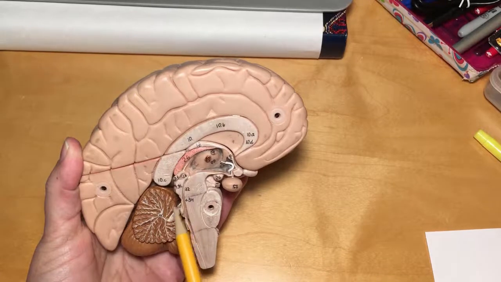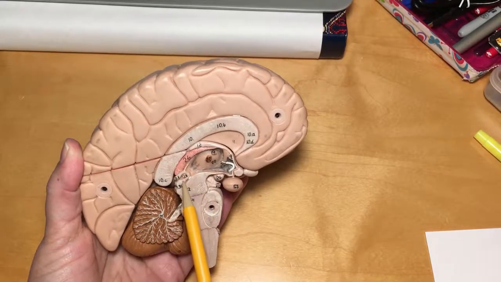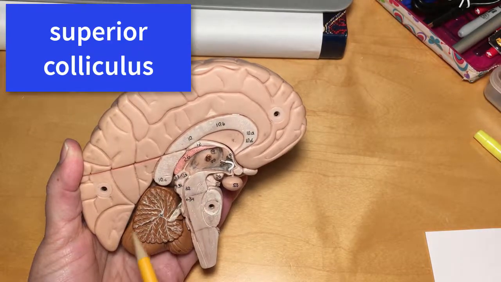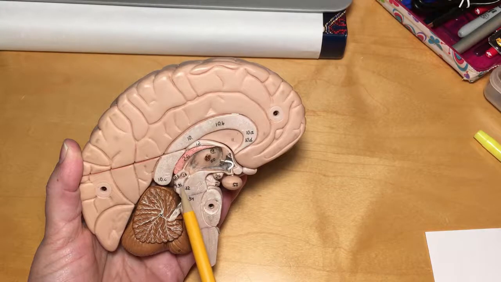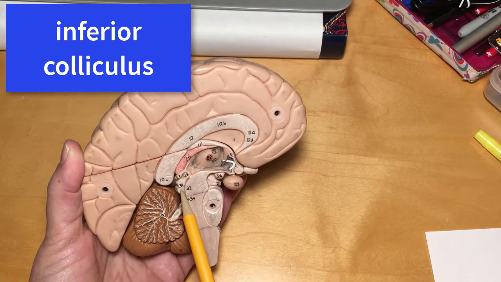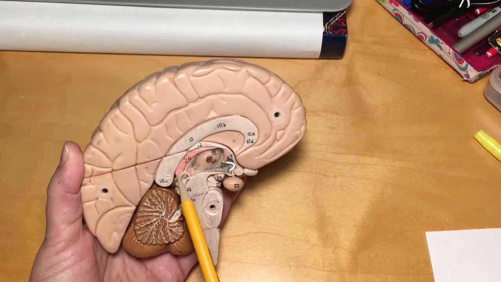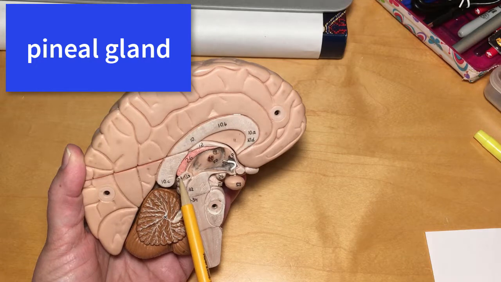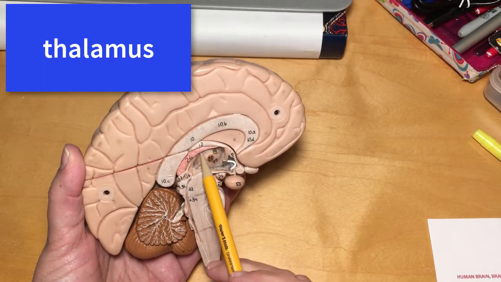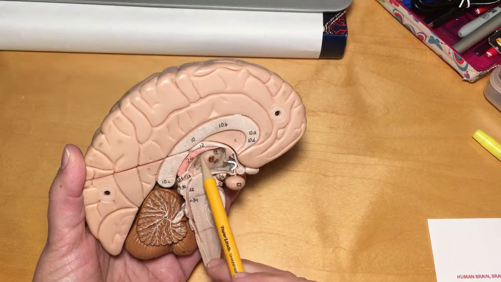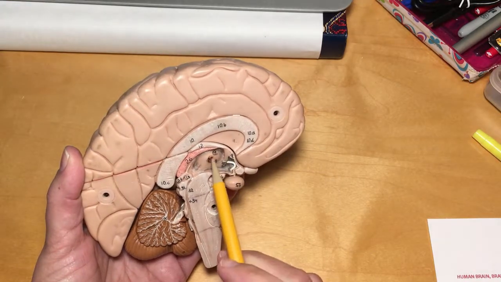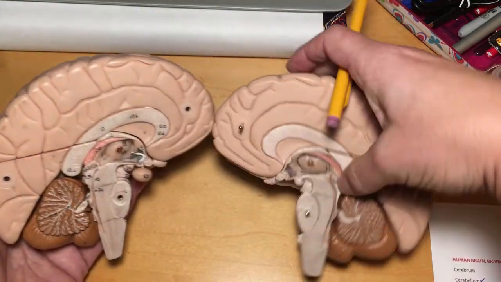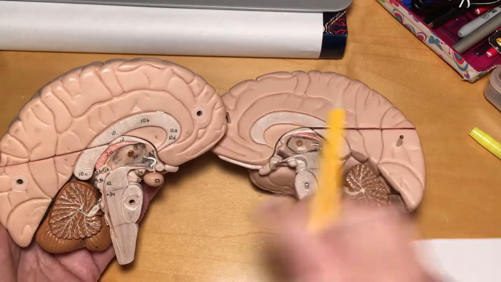Just in back of the midbrain, we have a couple of structures we need to learn. Right here, this bump that is superior is the superior colliculus, and just underneath it, this little bump right here, is the inferior colliculus. This piece here is the pineal gland, and that's what's going to secrete melatonin. The thalamus is this sort of egg-shaped structure here. And I'd like to point out the intermediate mass goes from one thalamus to the other thalamus on the other side.